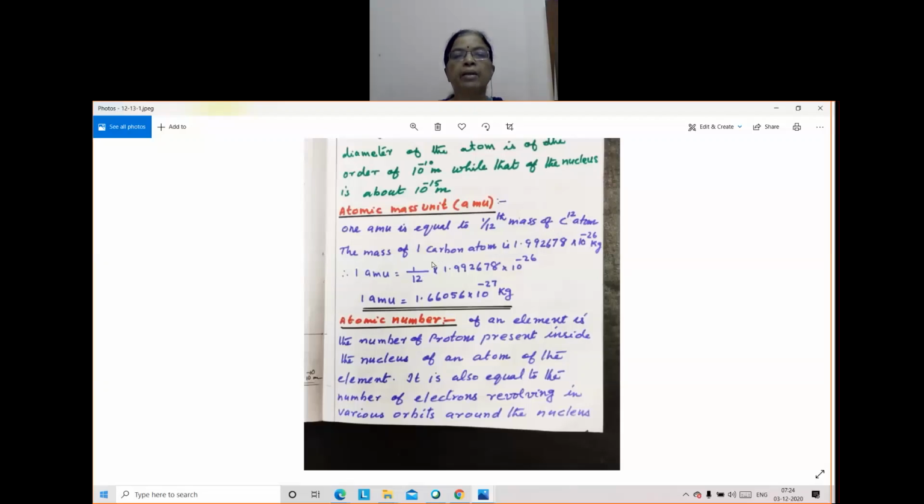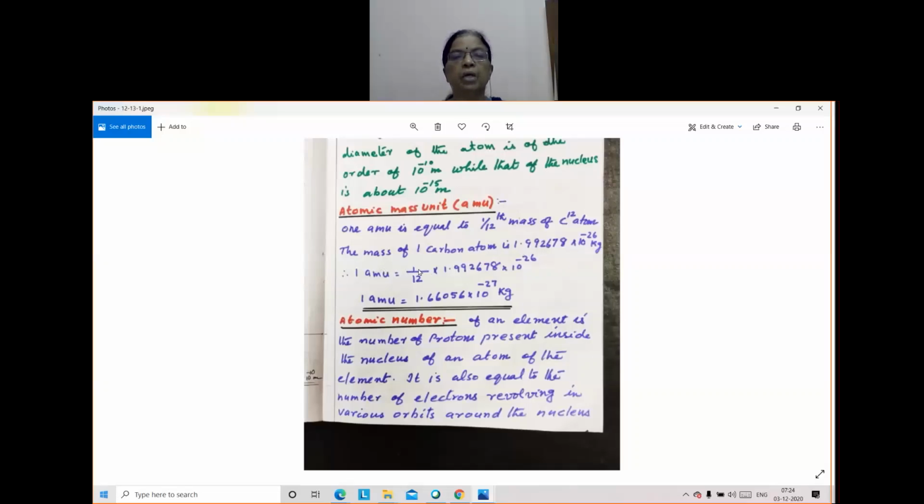And the mass of one carbon atom is 1.992678 into 10 raised to minus 26 kilogram. Usually an atom's mass is expressed in AMU. The mass of an atom we know is very, very small, so we cannot express it in kilograms. So we usually express atomic masses in AMU, 1 AMU, 2 AMU, like that. But when you do problems, we have to express in kilograms, and only then we get the answer in the SI system. So you should know 1 AMU is how many kilograms.